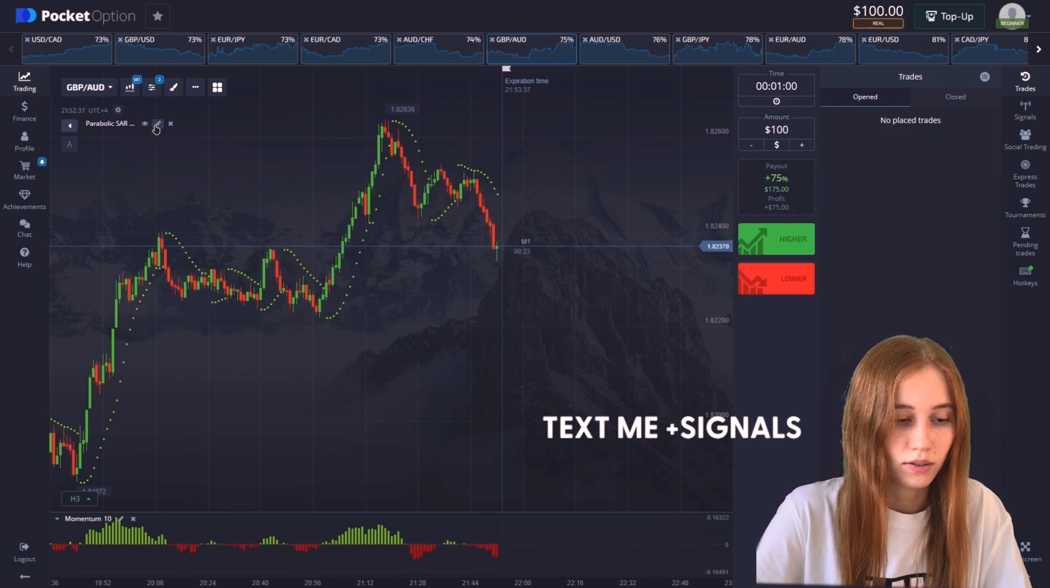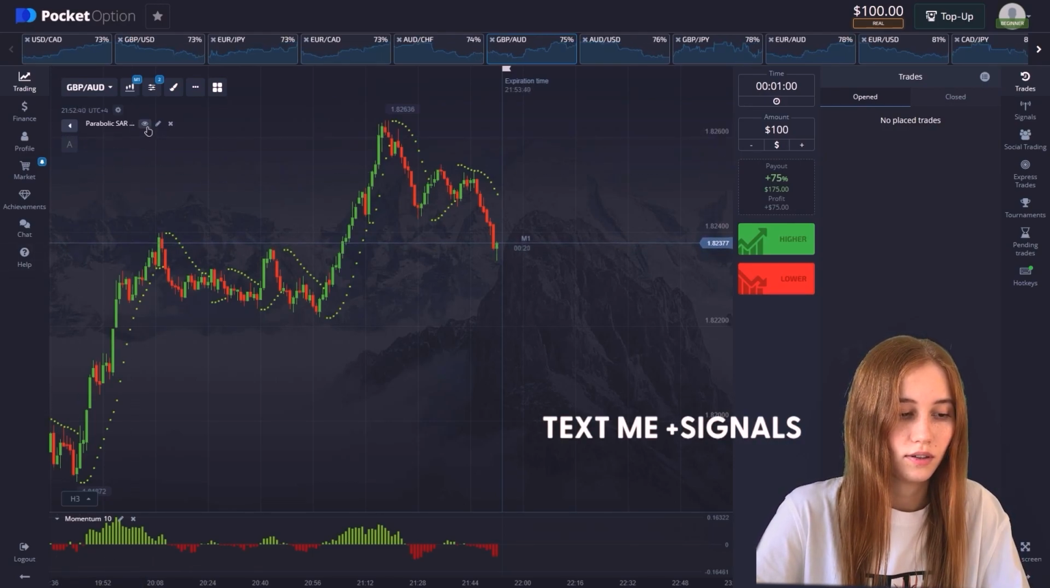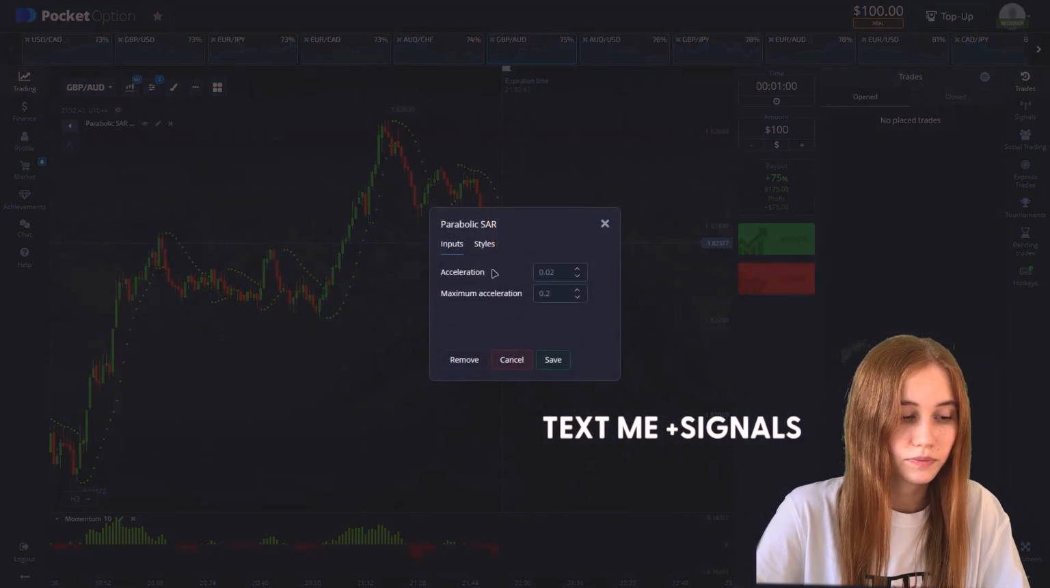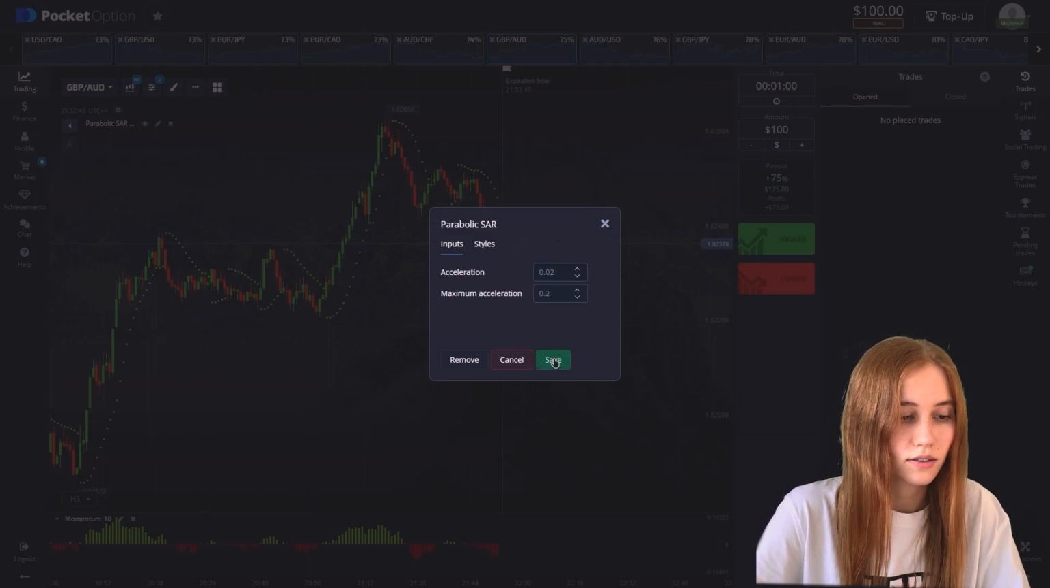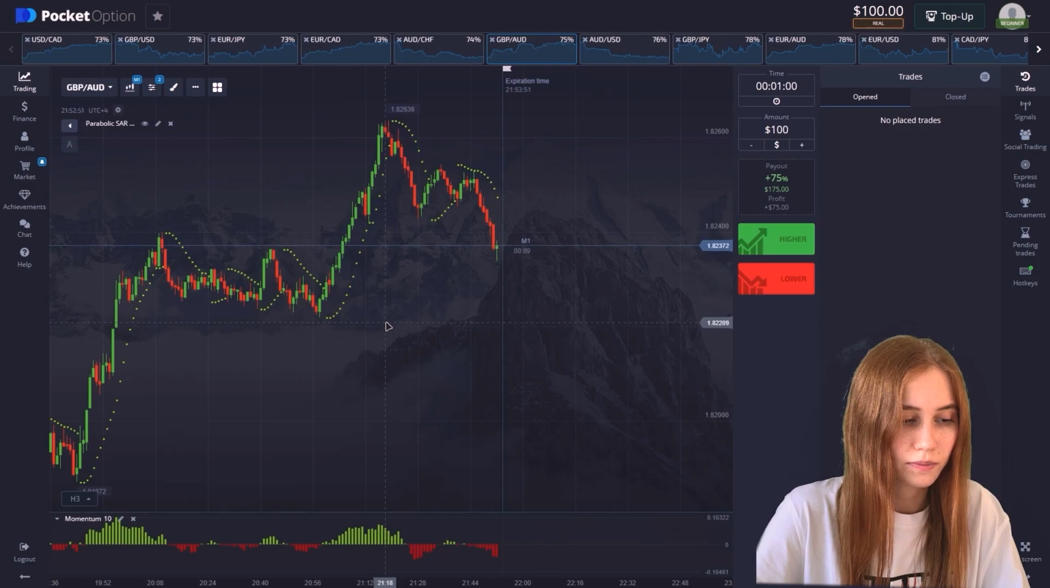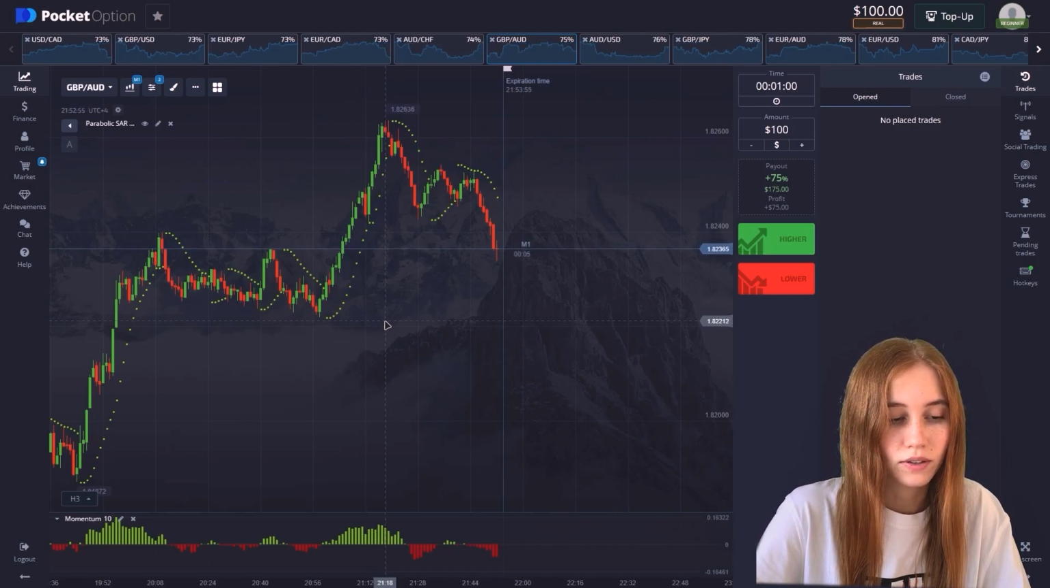I'll tell you about the first, the parabolic indicator. You can see it. Let me show you the settings first and then I'll tell you about it. The indicator is recognizing the right moments when to close the current position and open the opposite one.